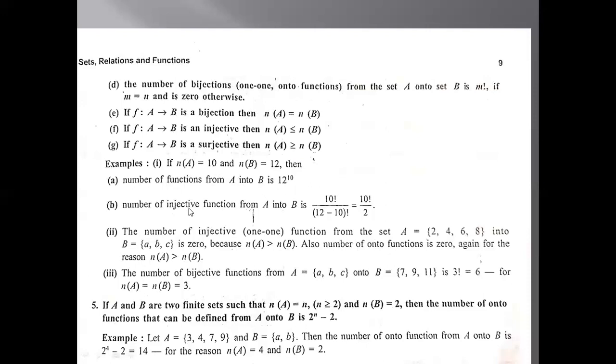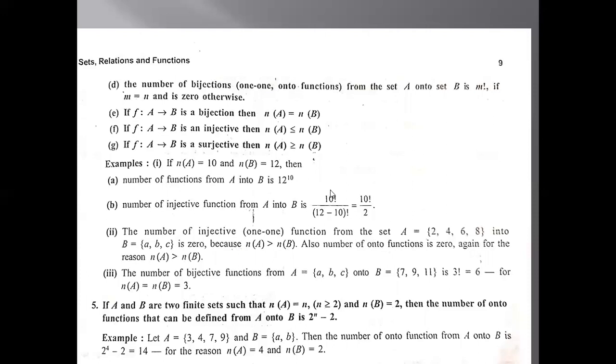Okay. Next, the second one is the number of injective functions for the same example. The number of injective functions from A to B is nPm, which means 12P10. That is 12 factorial by (12 minus 10) factorial, that is 12 factorial by 2 factorial is the requirement. And the third one: the number of 1-1 functions from the set A {2, 4, 6, 8} into the set B {a, b, c} is 0. Why is it 0?